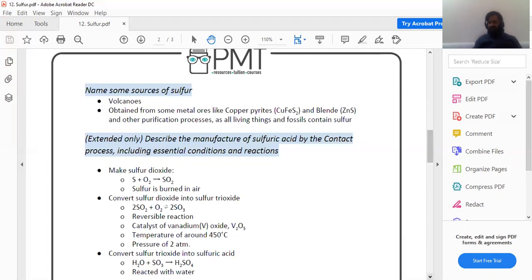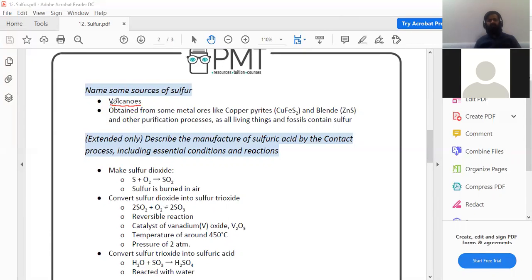So overall, if you talk about the major sources of sulfur, how many sources would you say there are from where you can get sulfur? Number 1, volcanoes. Number 2, metal ores. Number 3, some purification processes. Number 4, living things. And number 5, fossil fuels.